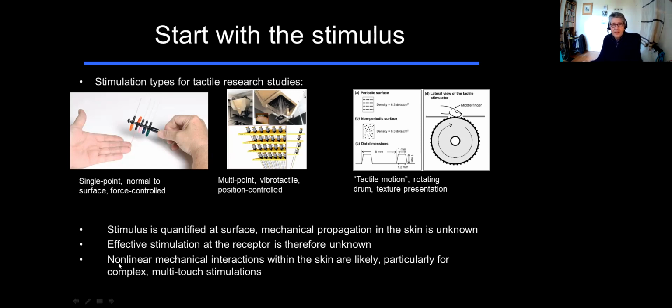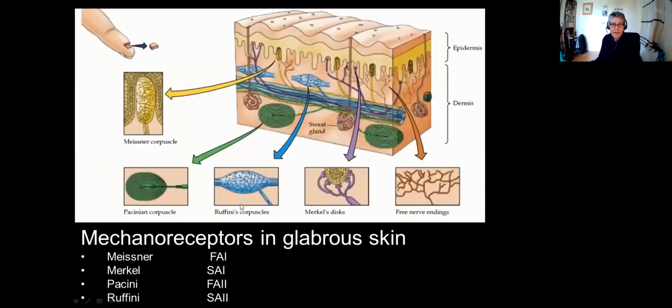And in particular, nonlinear mechanical interactions within the skin are likely, particularly for complex multi-touch stimulations. So something like this tactile array, where you can have multiple stimulators all touching the fingertip at a time, you're likely to get interactions. So what are the receptors that these stimuli are going to touch?